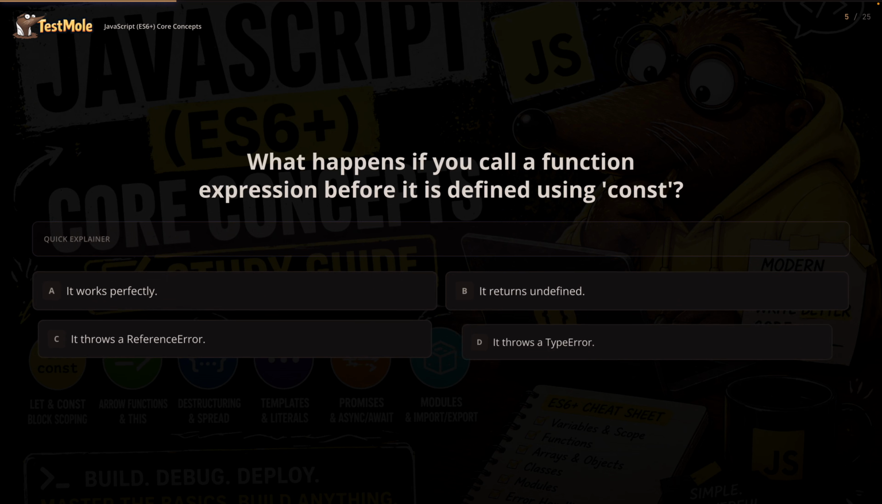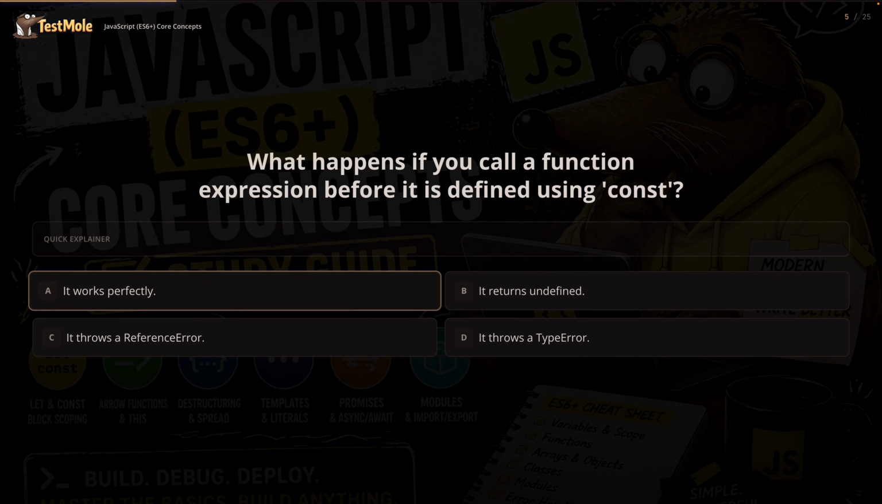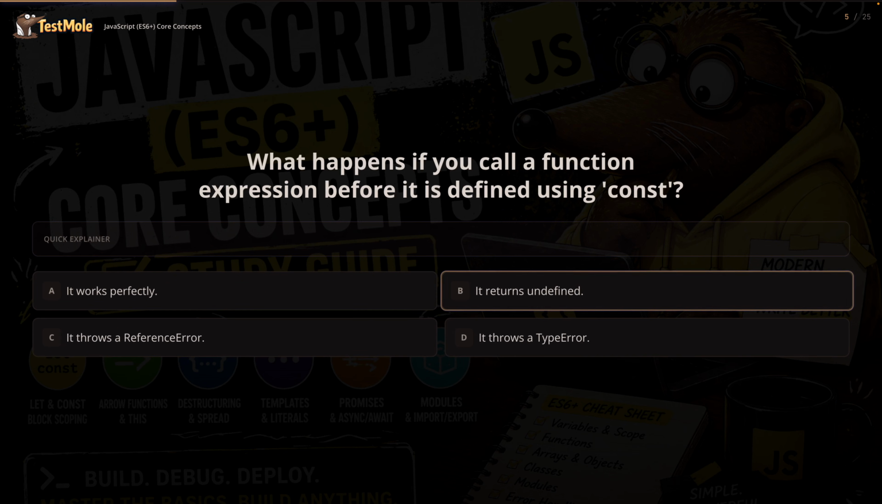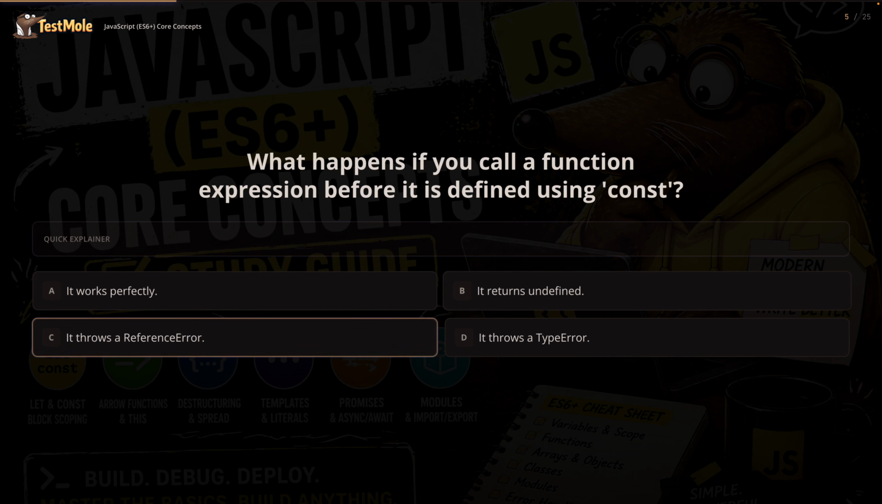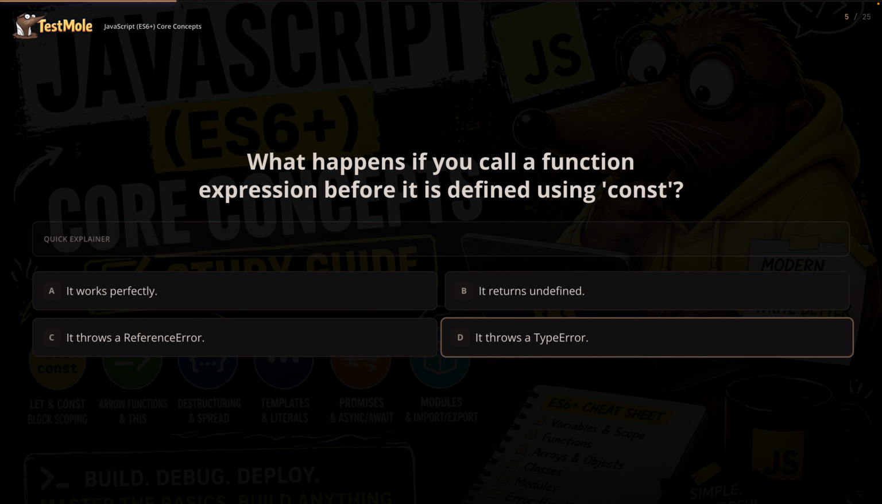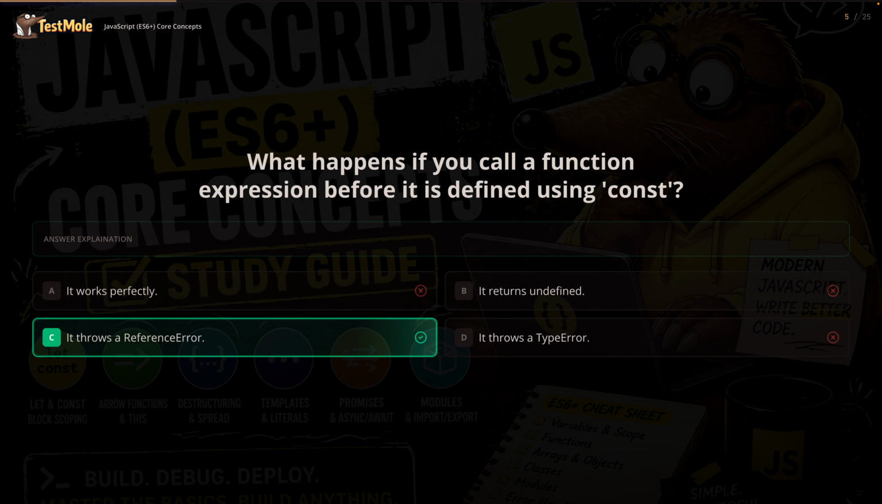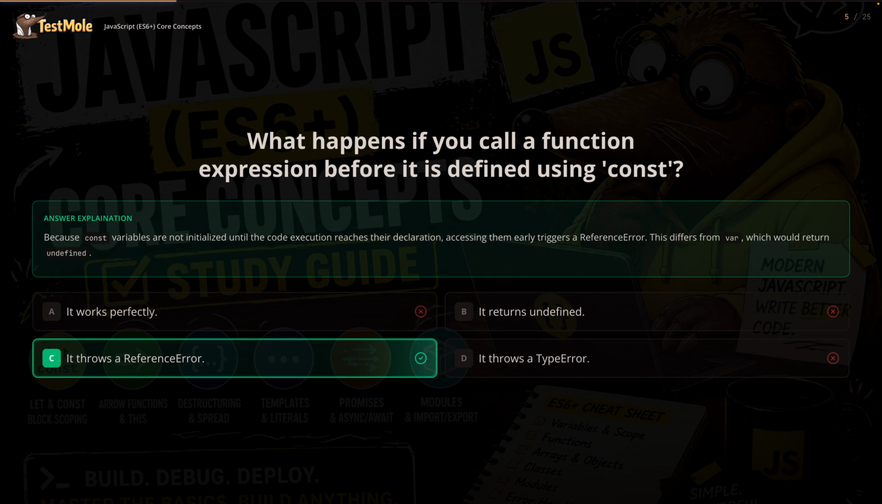Choose between A. It works perfectly. B. It returns undefined. C. It throws a reference error. D. It throws a type error. The answer is C. Because const variables are not initialized until the code execution reaches their declaration, accessing them early triggers a reference error. This differs from var, which would return undefined.